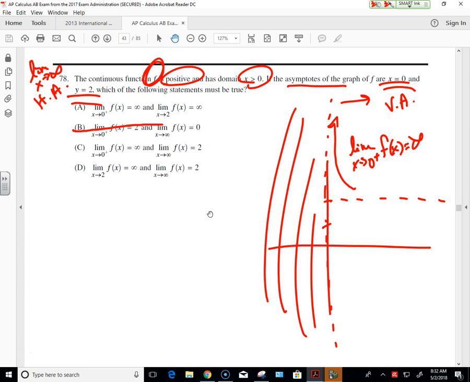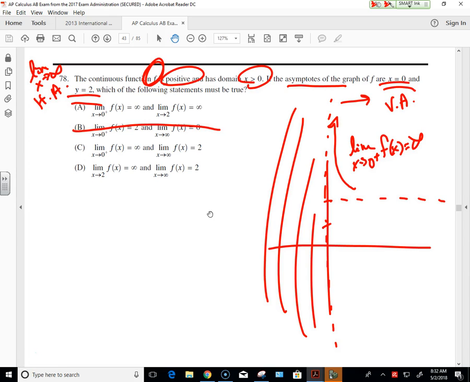So it's not going to be 2. It has to go to infinity. It's an asymptote. Where's another 0? 0 going to infinity, 0 going to infinity. This one doesn't even have 0. That's awkward. Limit as x goes to 2.